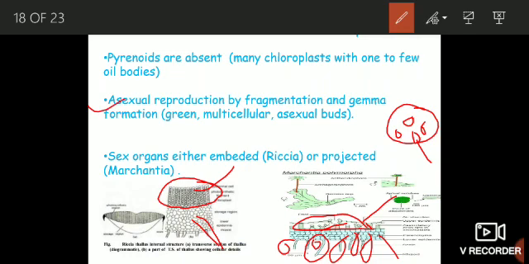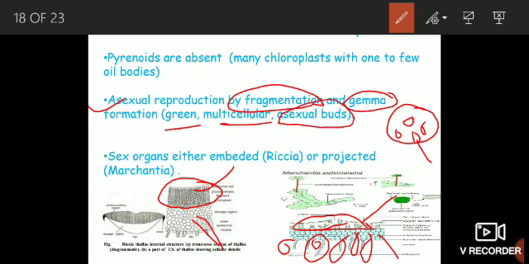Now their reproduction. In case of Hepaticopsida, reproduction takes place by vegetative and sexual means. The vegetative reproduction or asexual reproduction, it takes place by fragmentation. That means the thallus fragments, it forms different fragments, okay, and each fragment gives rise to new plant. Or it can also take place by gemma. Gemma are green multicellular structures, and these multicellular structures are actually asexual buds. These are multicellular structures which are produced in gemma cups.